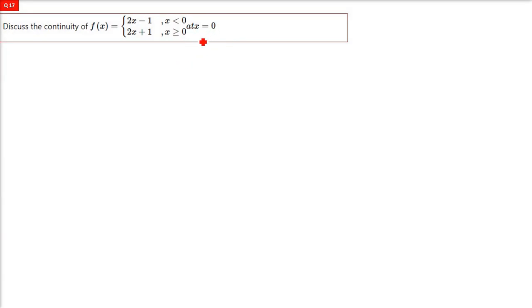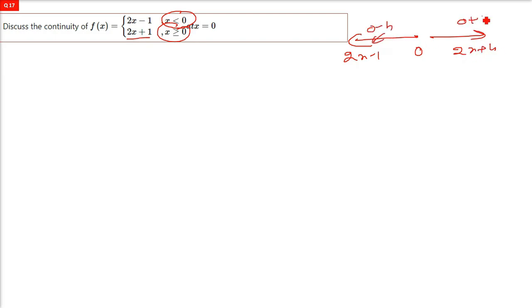Okay, this we are going to see at the next discussion, or let us do it here only. So we'll use it at x equals 0. We'll do it quickly. On the left hand side it is 2x minus 1, and here we have 2x plus 1. On this, 0 minus h will apply. On this we'll apply 0 plus h. 0 minus h is negative h only. 0 plus h is h only.